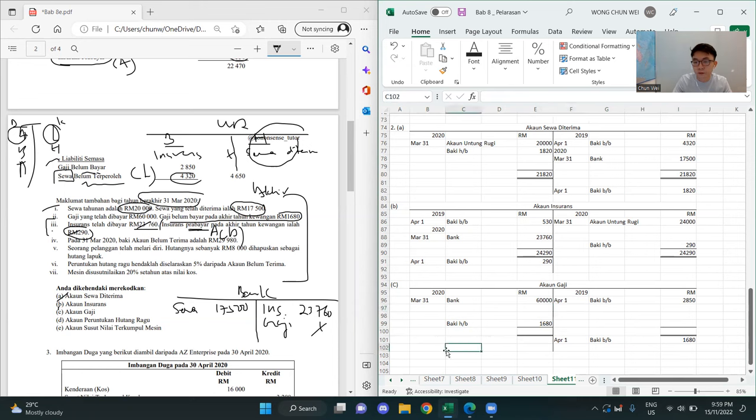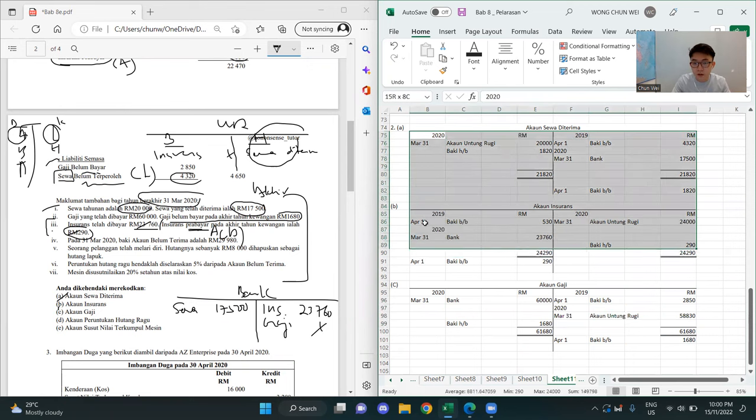Okay, so from here, what you can see is you can share your jumlah already. So jumlah here 61,680. So you have to find out the missing figure. So it's 61,680 minus the 2,850. You get 58,830. So this one you send to your account already. So here will be 2020, March 31st. Now the date.